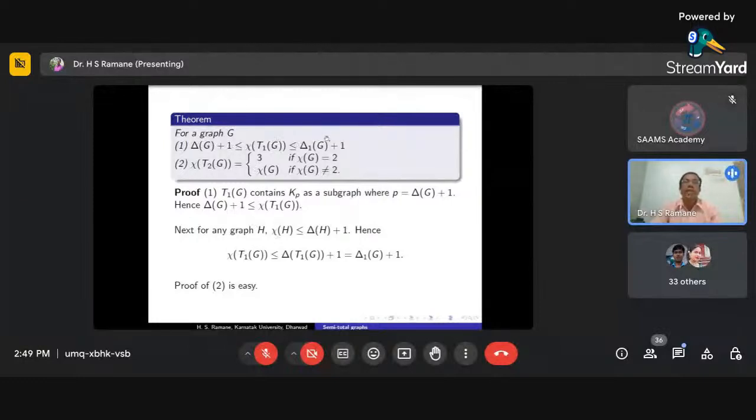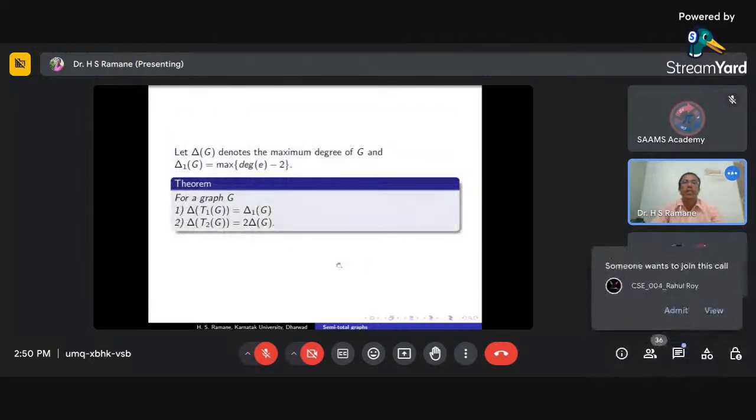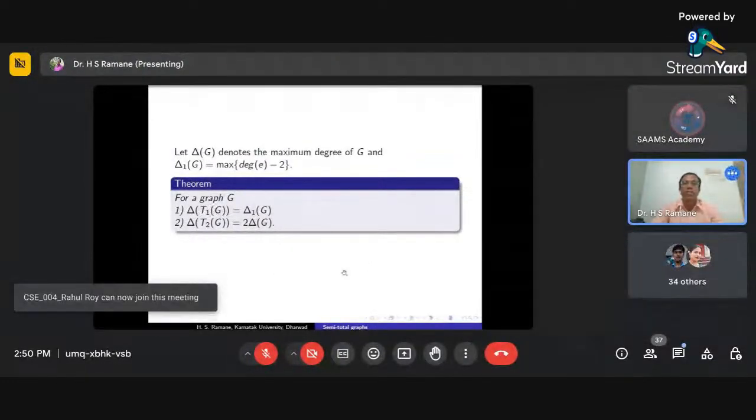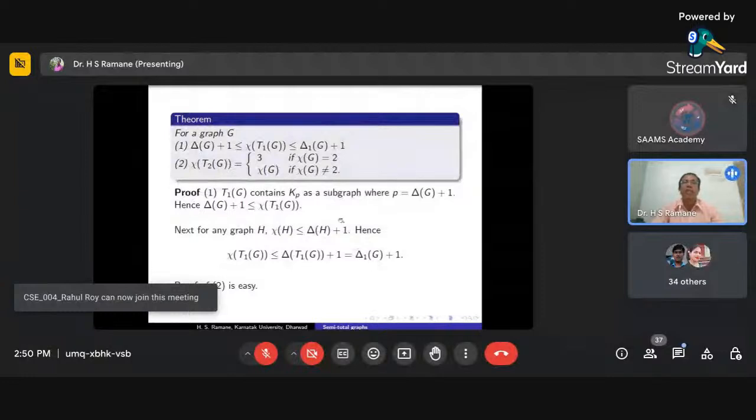Now for the right hand side inequality, we know that for any graph, the chromatic number is at most its maximum degree plus 1. So the chromatic number of T1 G is at most the maximum degree of T1 G plus 1, and the maximum degree of T1 G is nothing but delta 1 G. From the earlier result, the maximum degree of the semi-total line graph is delta 1 G. So you get the second inequality.